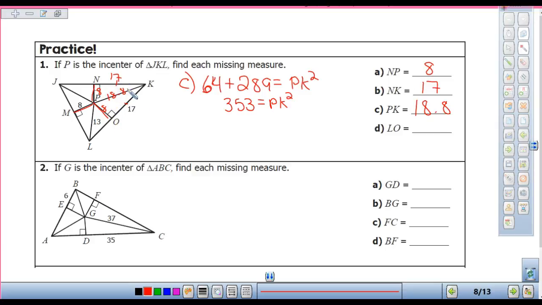And then it wants LO. So this guy right here. So what am I going to have to do? I'm going to have to solve it again. So 8 squared, 64, plus x squared equals 169. x squared equals 105. So LO is 10.2.